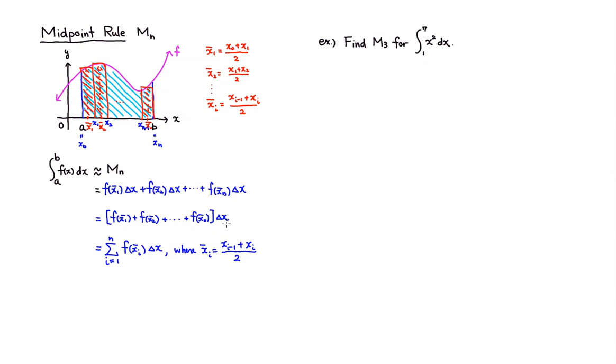Let's do a simple example. Let's find the midpoint rule M3. M3 means we're going to split the region into 3 rectangle pieces, for the integral from 1 to 7 of x squared dx. Let's find delta x first. Here a is 1 and b is 7. Delta x is b minus a over n, and n is 3 in this case, so it's 6 over 3. Delta x is 2.